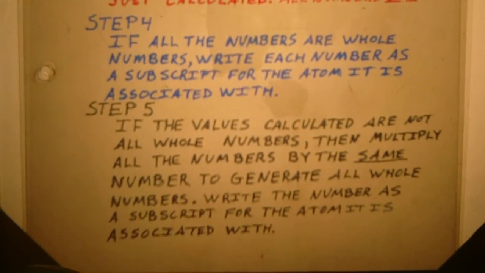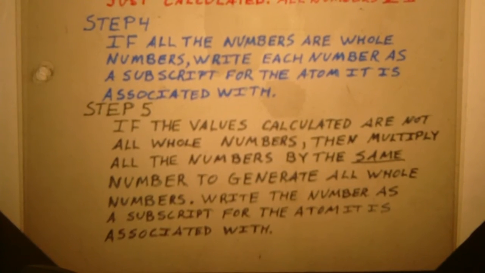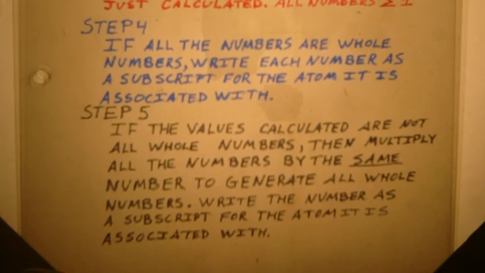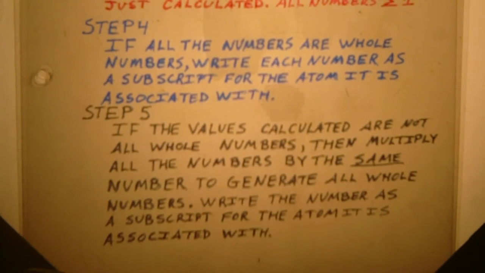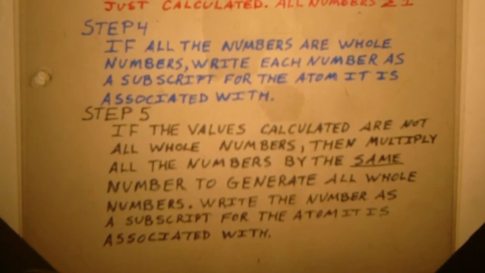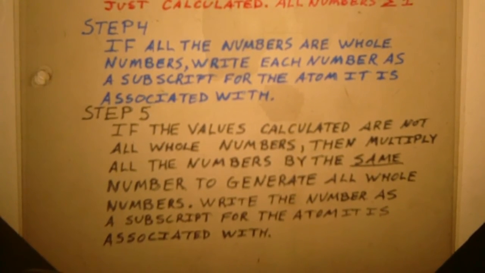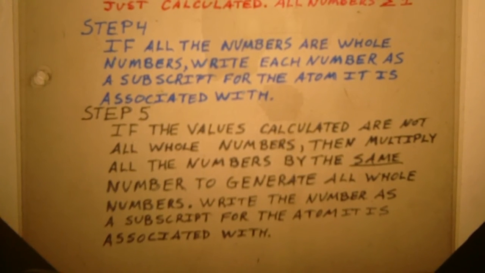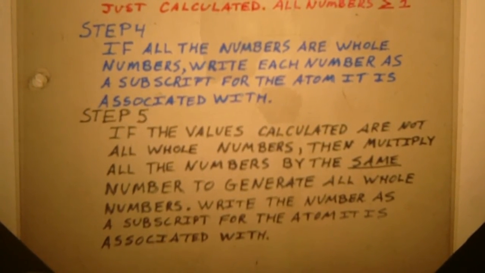If you do your division by your smallest one, and you have all numbers 1 and larger than 1, but the values calculated aren't whole numbers, like a 1.25 or a 1.33, then you multiply all of the numbers, every single one, by the exact same number. That way you generate whole numbers, 1, 2, 3, 4, 5, and then you write those as the subscript, and then that becomes your empirical formula.